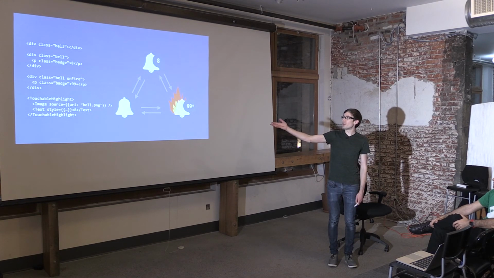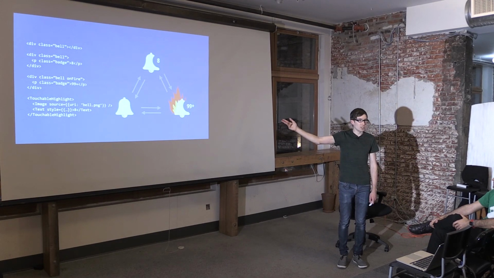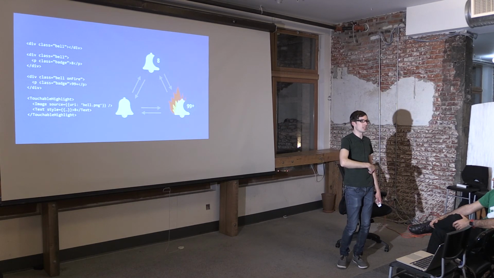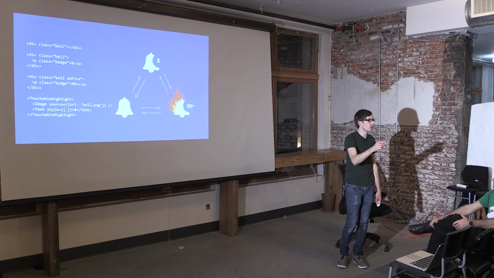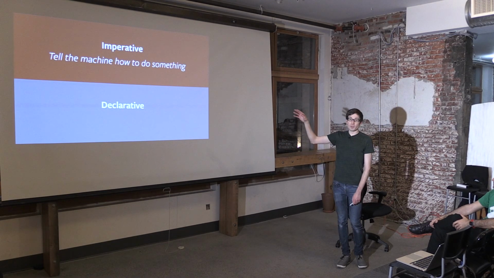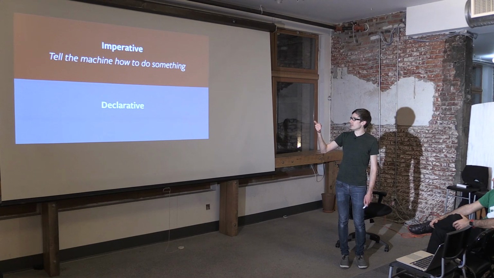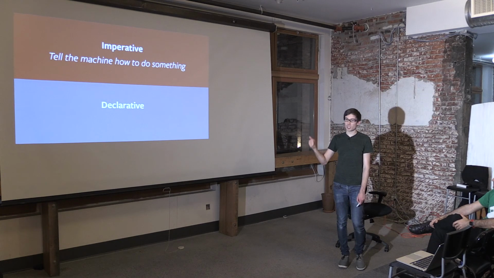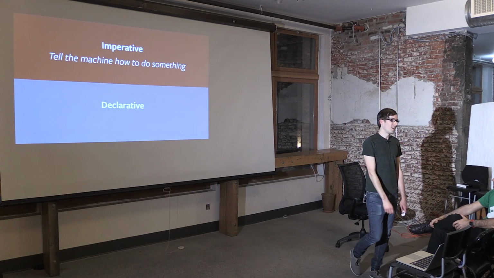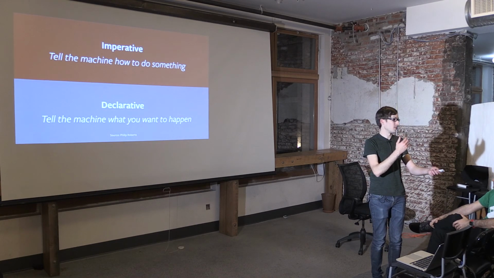Or maybe a React Native example. I want an image and some text styled thusly. And I want it to be touchable with a human finger on a screen. Phil Roberts put it this way in a blog post of his. In the imperative paradigm, we tell the machine how to do something. And in the declarative paradigm, we just tell the machine what we want to happen.